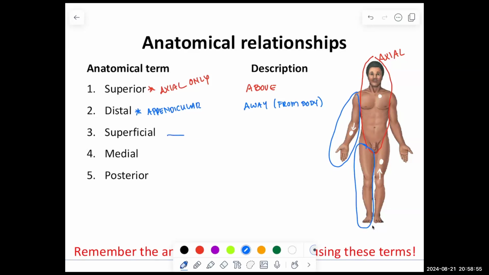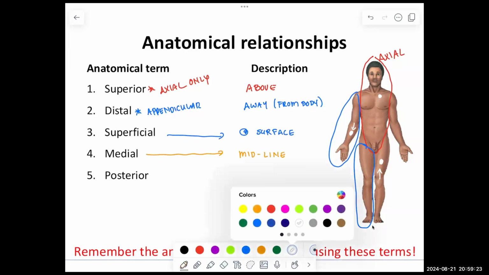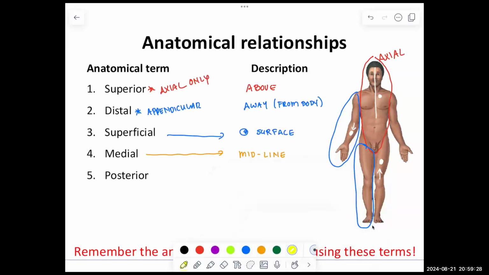Superficial. This is at the surface. You'll say, oh, it's a superficial wound. That means it barely only broke the skin. Medial. What do you think that one means? Middle, but be specific, midline. So that is this region right here. More middle. So more towards the middle.